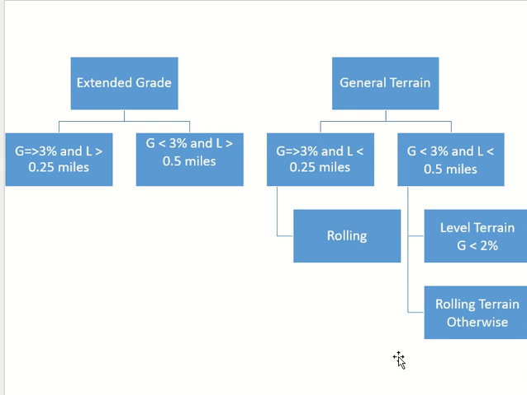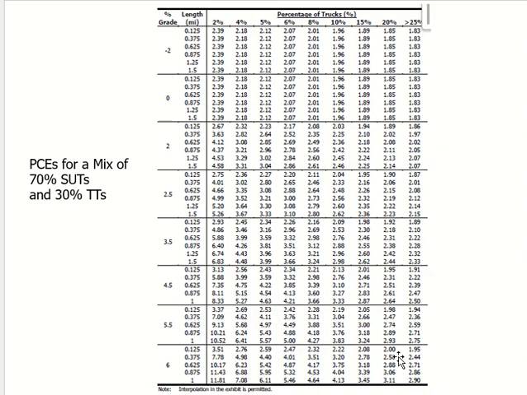Okay, so I will take the factor from the other tables. In the question they are saying we have a standard mix. Standard mix is this one: 70% single unit trucks and 30% trailer trucks. This is called a standard mix, typical mix, default mix. Okay, all these terms apply to the same thing.